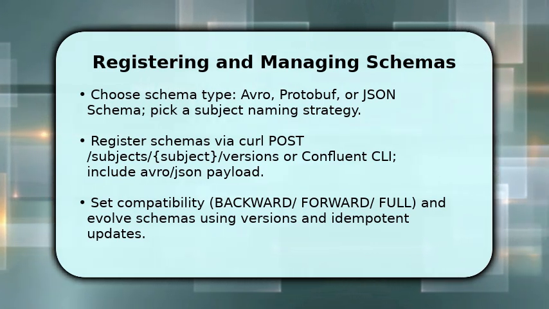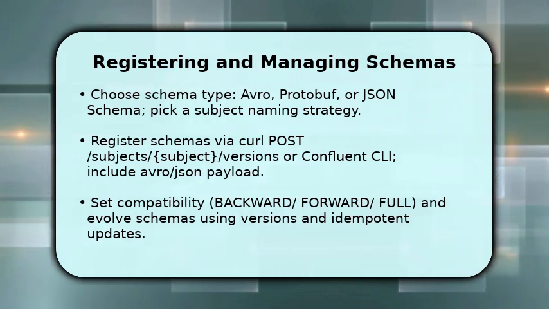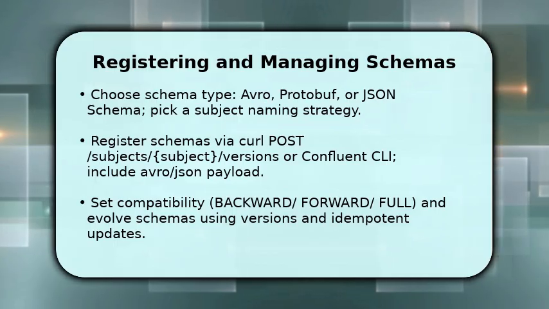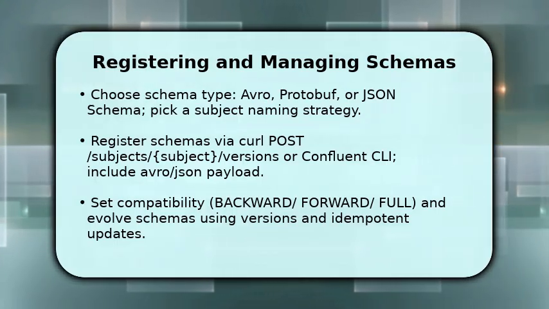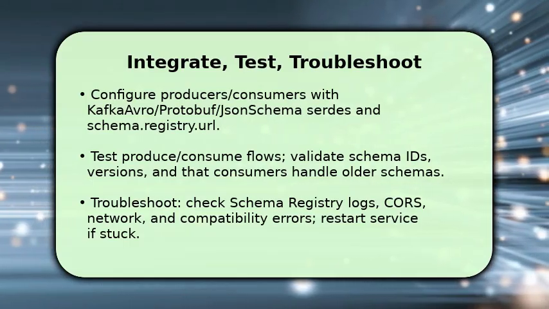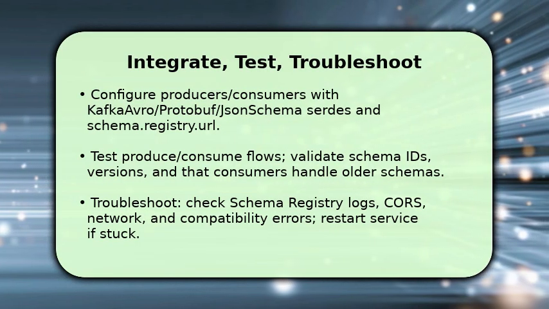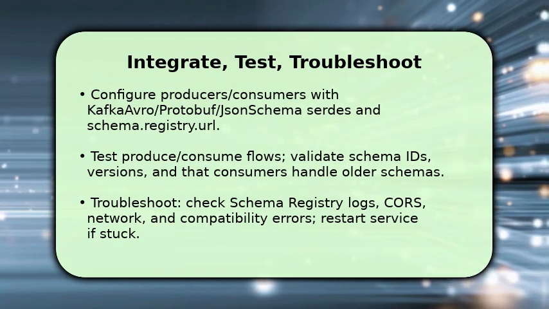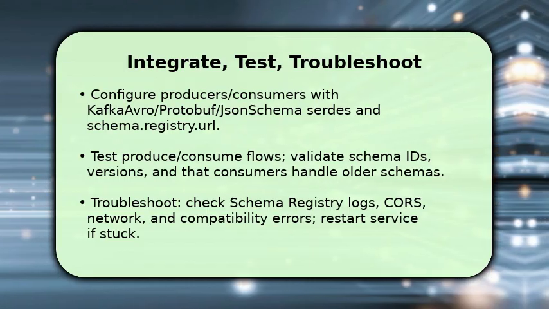Check the schema ID, and now integrate by configuring your producer and consumer clients with the appropriate certs and the schema.registry.url so they fetch schemas automatically. Produce a message, confirm the registry returned a schema ID, then consume to verify compatibility and deserialization.